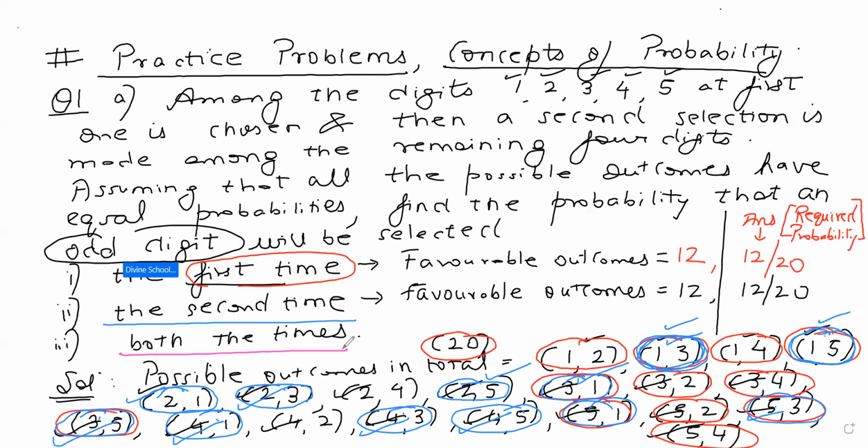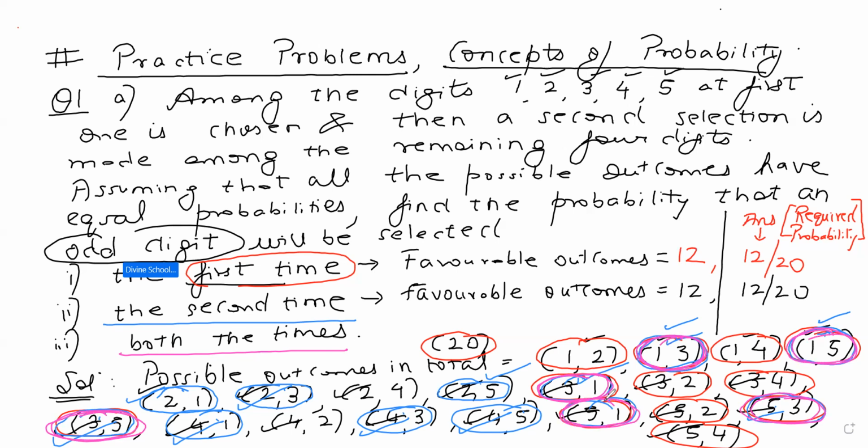We want the odd digits to be there both the times. Now, how many odd digits are there both the times? Let's look at the favorable outcomes. This is 1 in pink, 1. Then we have 2. Then we have 3, 4, and 5, and 6. If you look at the pink circles, there are 6 of them.